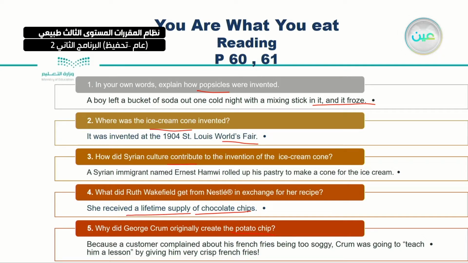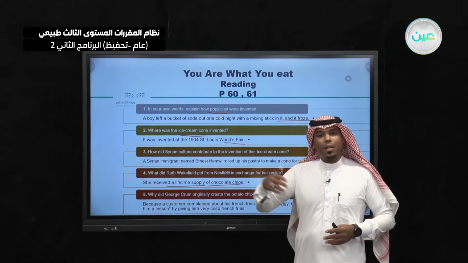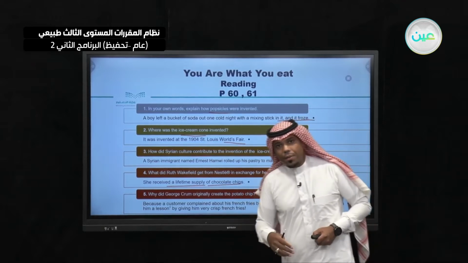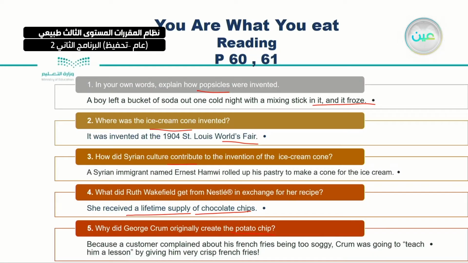Finally, number 5, why did George Crumb originally create the potato chip? What happened in the restaurant? Do you remember the customer or the diner there? Very good. George Crumb was the chef, and one of the picky customers was upset with his potatoes, saying they were thick and he wanted them thinner. So this is what really happened, and potato chips were invented. Very good.